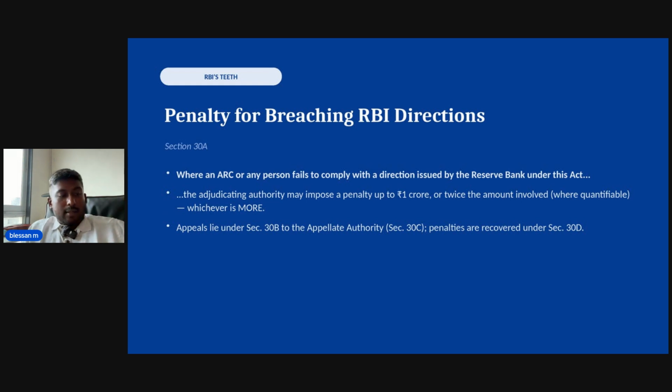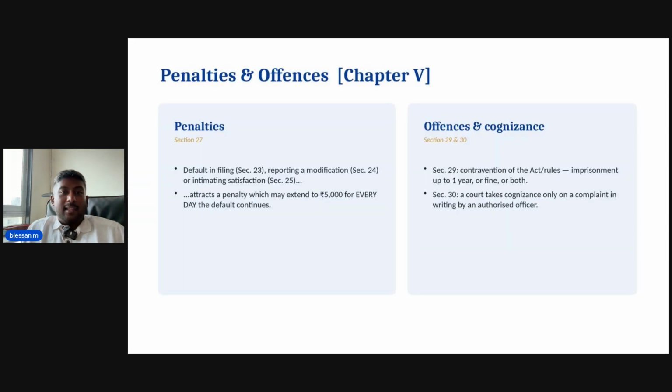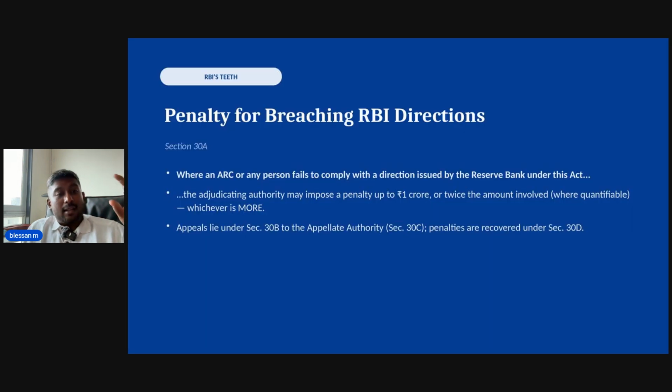Remember this repeatedly: in case there is a failure to modify or file in the register of security interest, then a fine of 5,000 for every day. And if there is any contravention of the act willingly, then imprisonment up to 1 year and fine can be awarded. And if asset reconstruction companies, ARCs, do not follow the RBI directions, then they can be fined up to 1 crore under section 30A. Of course, there are appeals. Appeals can lie under the appellate authority.